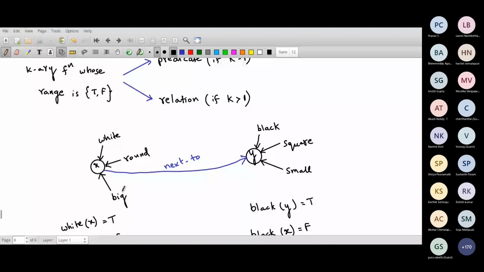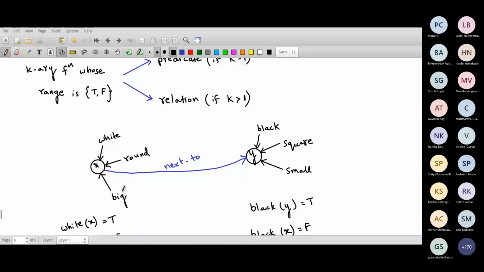Because next to is a relation, so it needs minimum two objects. But you can say x is white. That's it. It's complete. So you only need x to complete the statement. X is white. That's all. You don't need further a second object. All right. So that is the simple difference between the predicate and the relation.